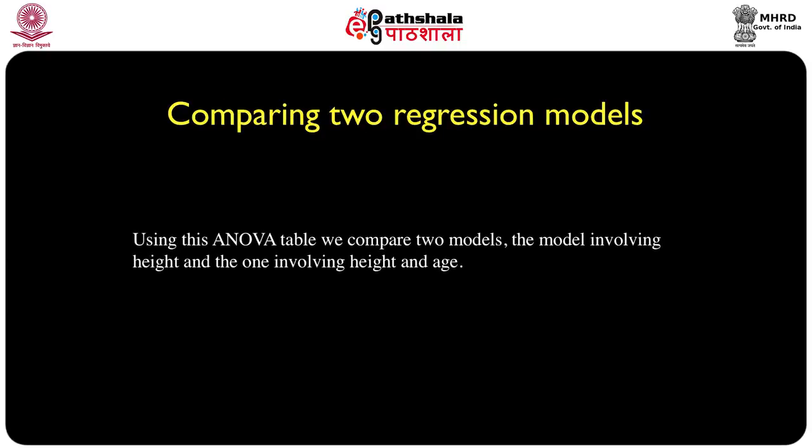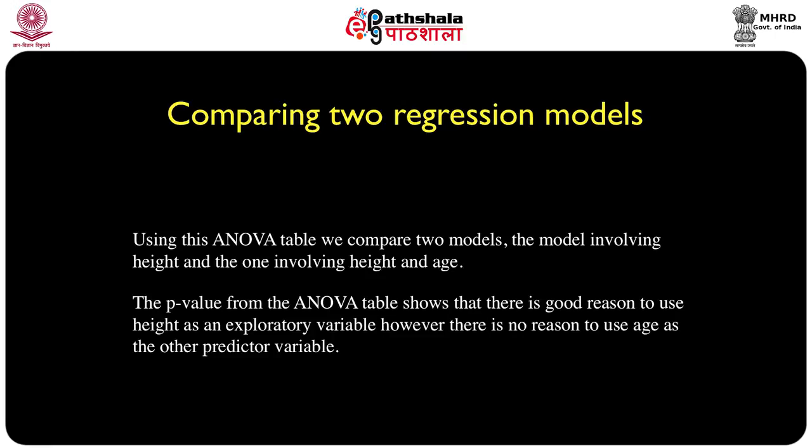Using this ANOVA table, we compared the two models, the model involving height and the one involving height and age. The p-value from the ANOVA table shows that there is good reason to use height as an explanatory variable. However, there is no reason to use age as the other predictor variable, because from the ANOVA table we can see that the p-value is higher than alpha equals 0.05, which suggests that the second model is not a significant improvement over the first, where the first model just contained height as the only predictor variable.